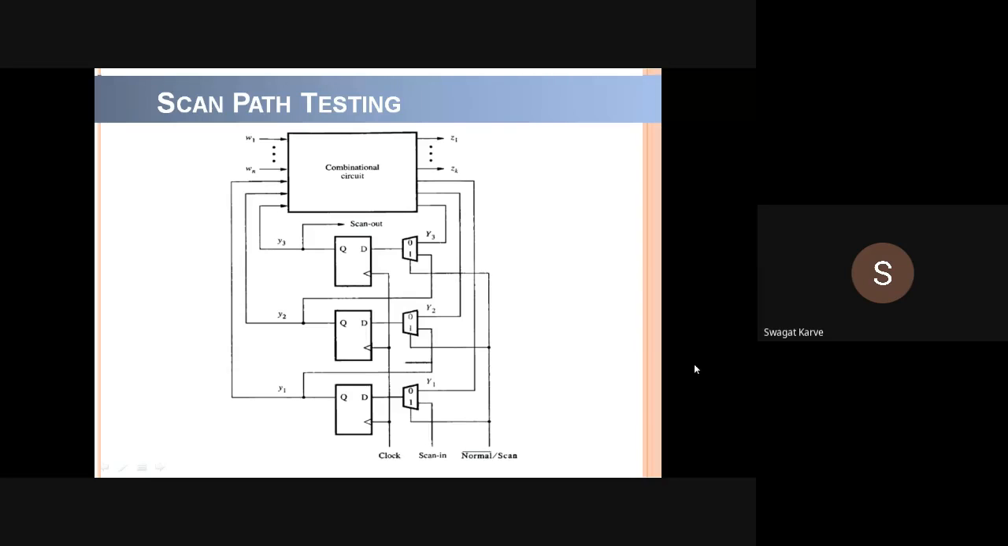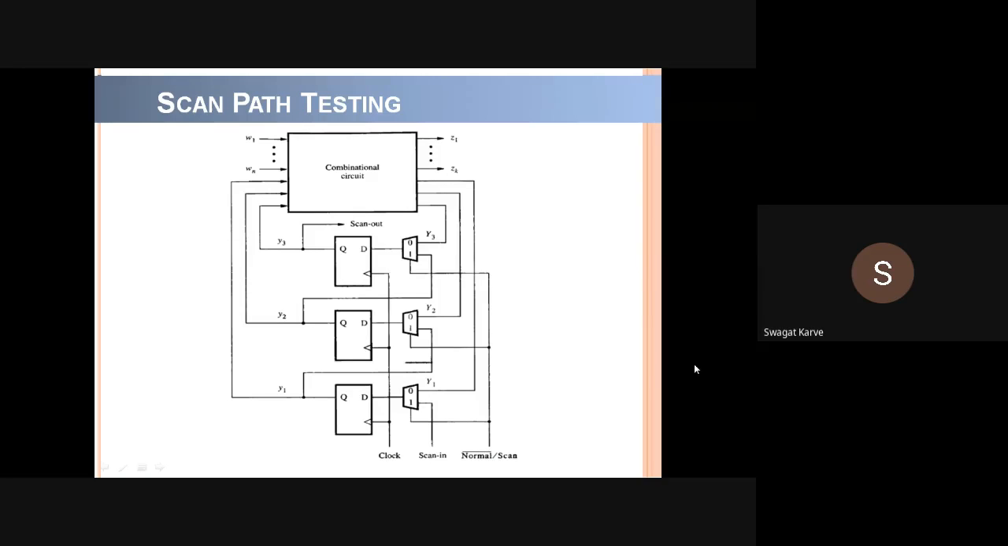Testing is very easy with the JTAG interface, right? Nowadays, many boards provide the JTAG port with a JTAG cable. So that is all about the testing. Now we will discuss the scan path testing method and what it actually is.